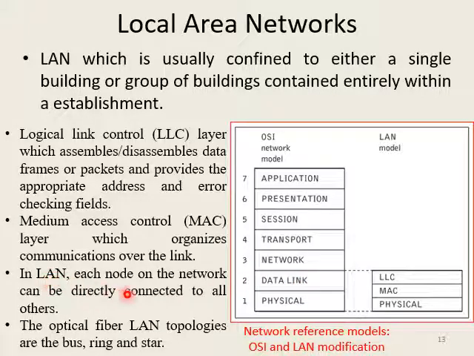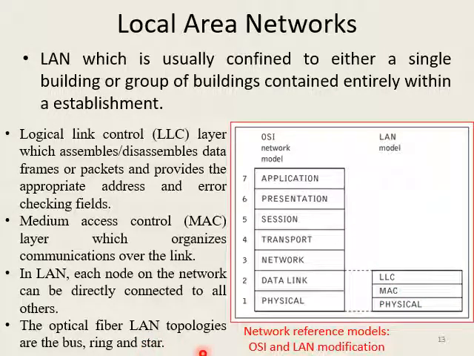In LAN, each node on the network can be directly connected to all the others. Normally in the LAN, each node can be directly connected to all the others, and this can be controlled. So that is majorly the LLC or MAC which will do that particular operation.